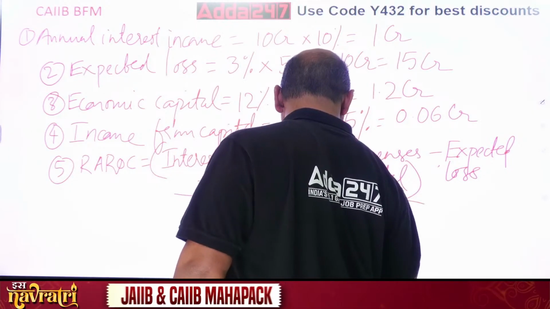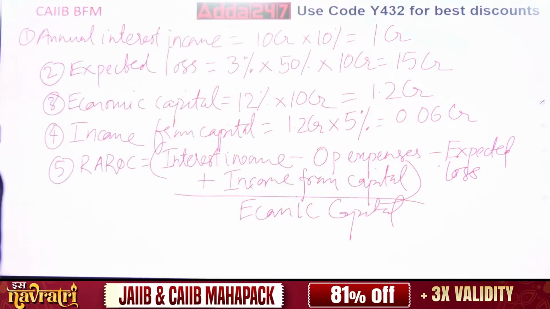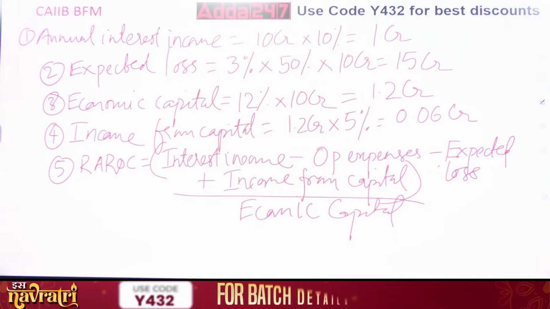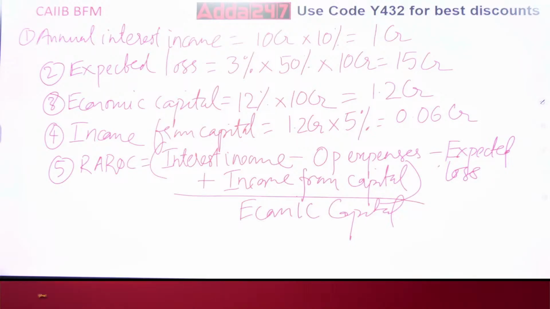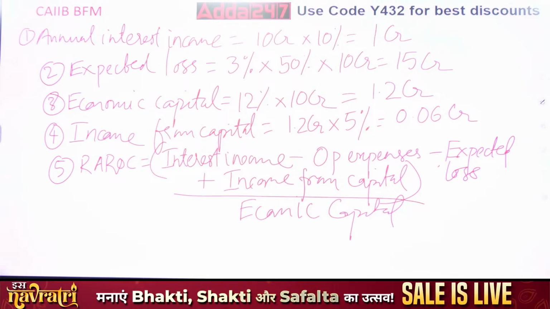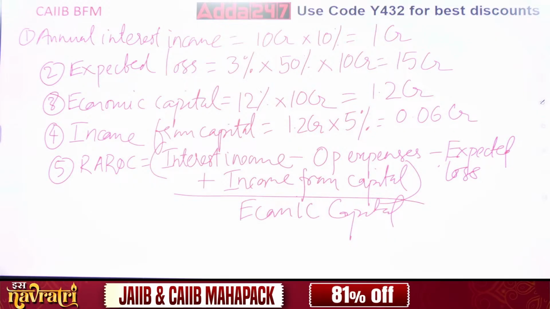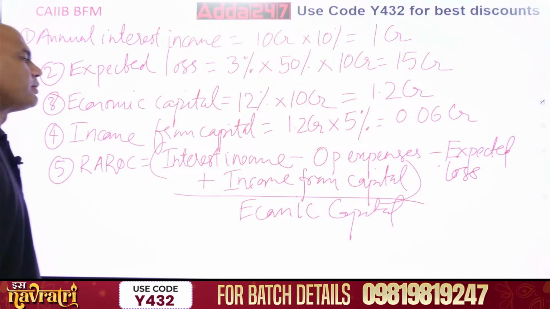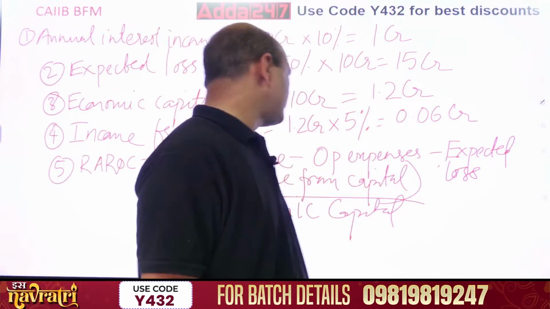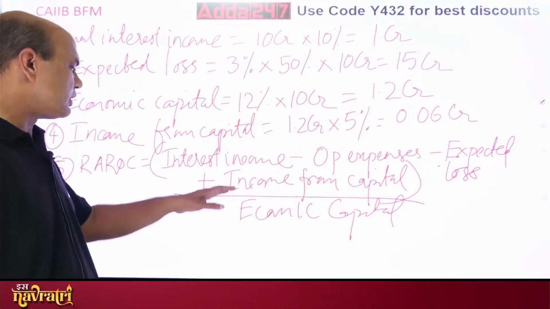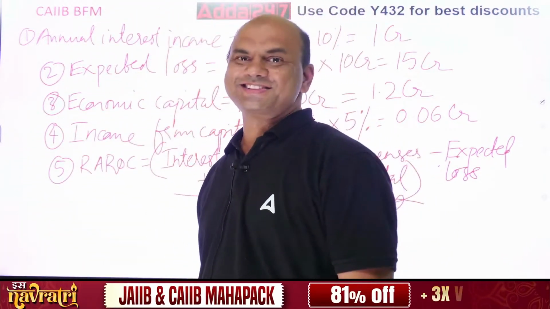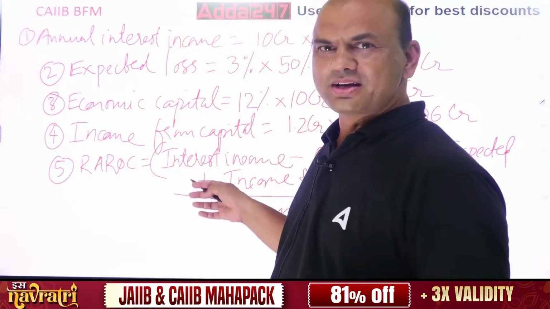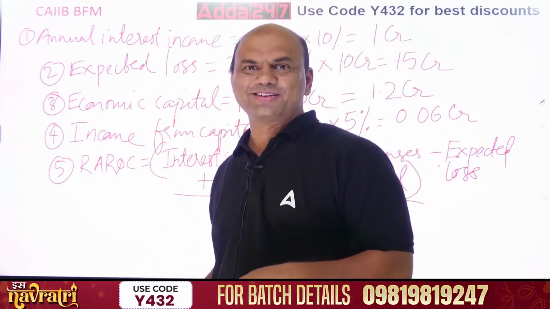So do this calculation now, everyone. Formula I have given. I will give you 2 minutes to solve. Solve this. So what is the answer you are getting? Interest income minus operating expenses minus expected loss plus income from capital, the whole upon economic capital. How do you do this? Simple calculation. Let's do it jointly.